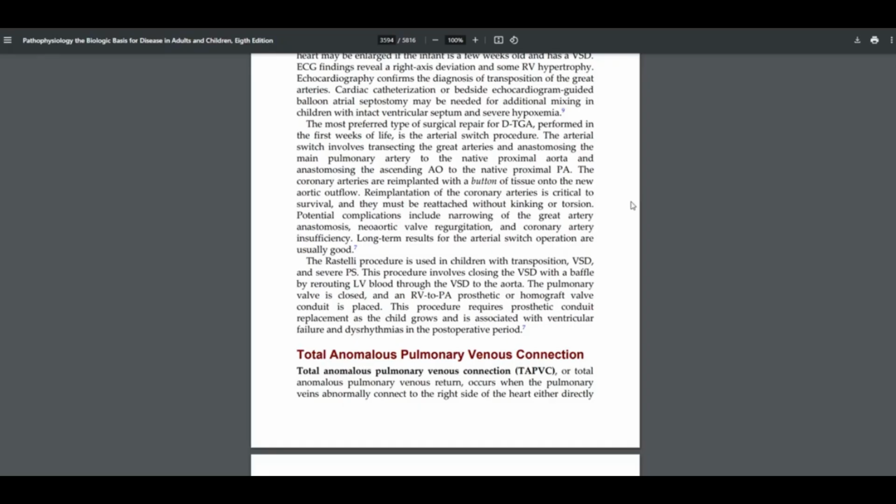The Rastelli procedure is used in children with transposition, VSD, and severe PS. The procedure involves closing the VSD with a baffle by rerouting left ventricular blood through the VSD to the aorta. The pulmonary valve is closed and a right ventricle to pulmonary artery prosthetic or homograft valve conduit is placed. This procedure requires prosthetic conduit replacement as the child grows and is associated with ventricular failure and dysrhythmias in the postoperative period.